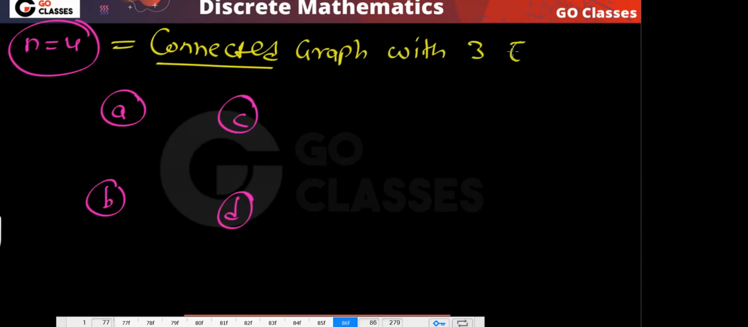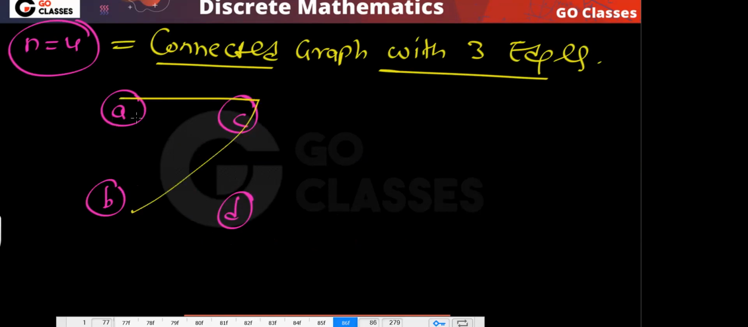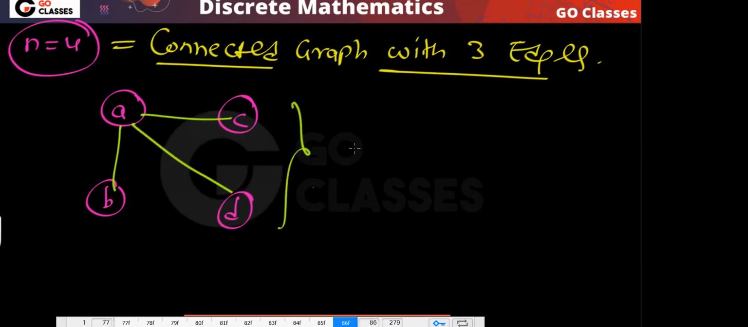So tell me, if you create a connected graph with 3 edges, can you bring a cycle? No, because if I bring a cycle, then it is not connected. So let's create a connected graph with 3 edges. You will definitely get a tree.